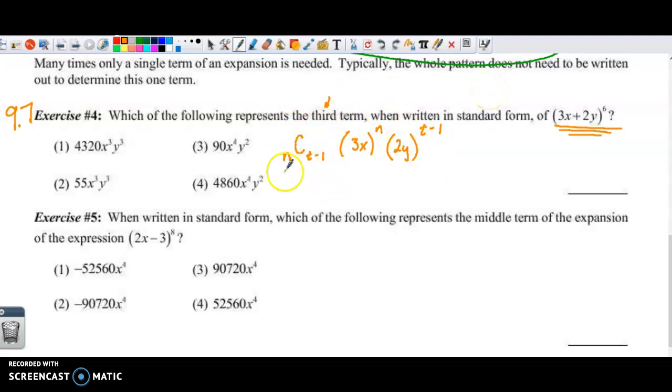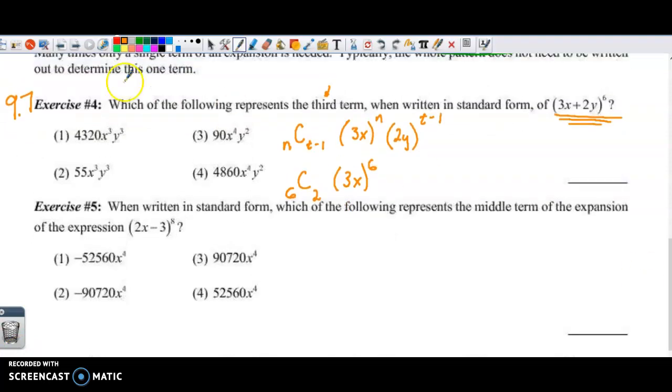But I will explain it using Pascal's triangle as well. So this is 6 because it's the sixth row. C, the third term, so you're going to put 2 here. 3 minus 1 is 2. And you do 3x to the 6. Something's wrong here.